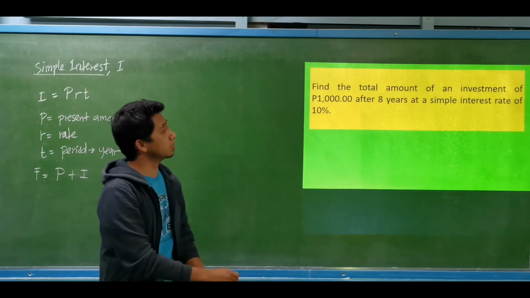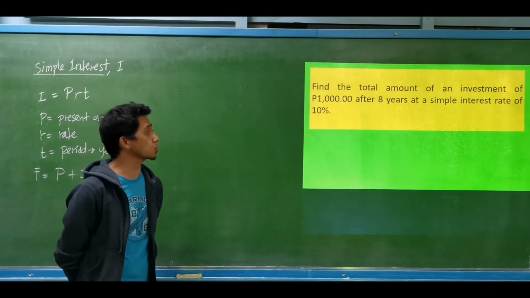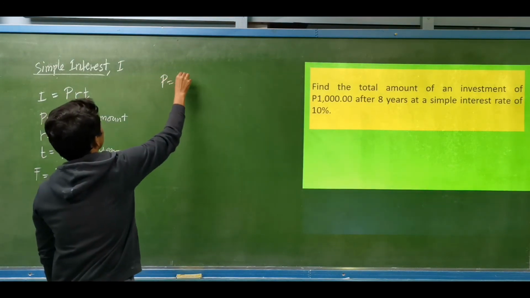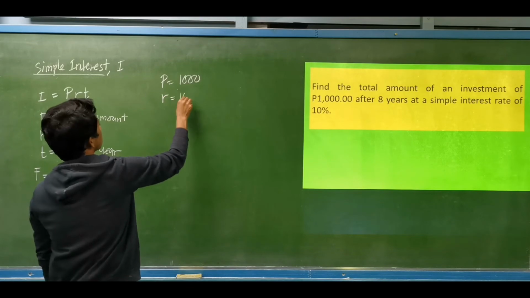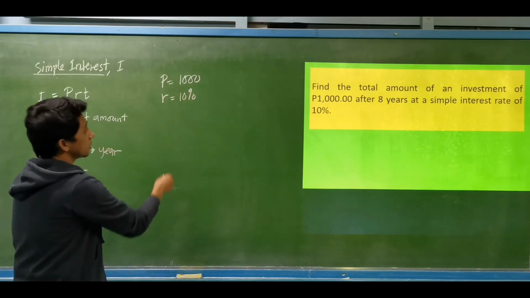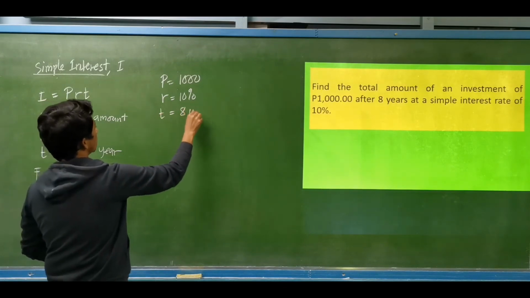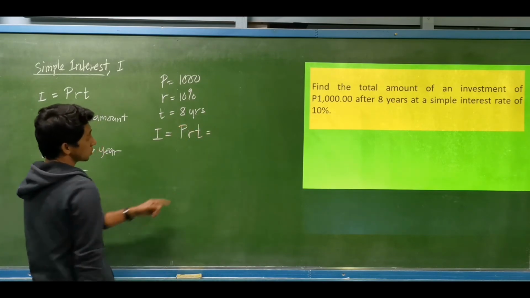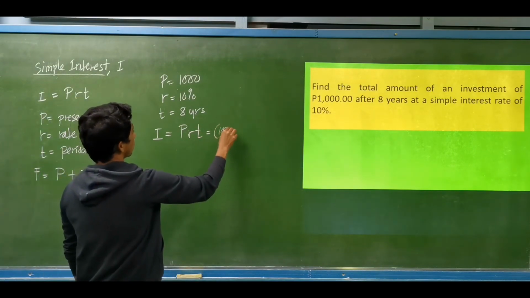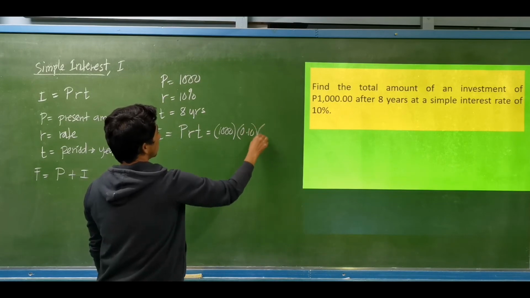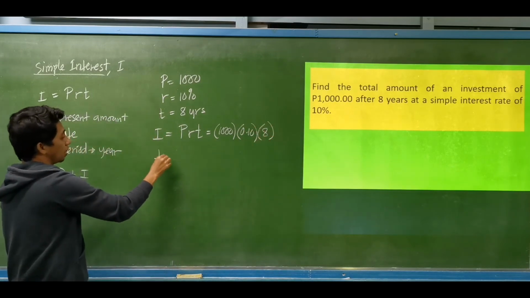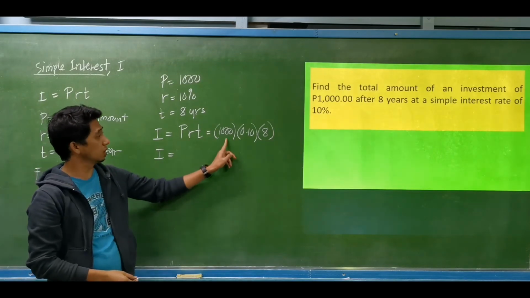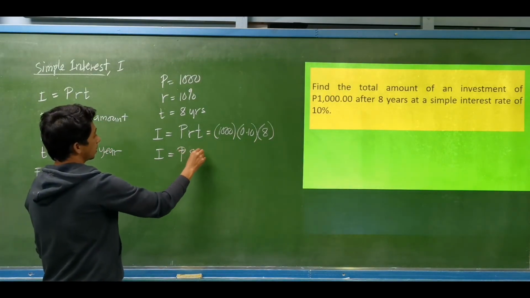So first example: find the total amount of an investment of 1,000 pesos after 8 years at a simple interest rate of 10%. So let's have the given. The present amount is 1,000. The rate of interest is 10%. Then the number of years is equal to 8 years. So if we are to compute for the interest, equal to the present amount times the rate times the number of interest periods, you have the present amount is 1,000 pesos, the rate is 0.10, multiplied by 8 years. 10% of 1,000 is 100, times 8. So it will earn an interest of 800 pesos.